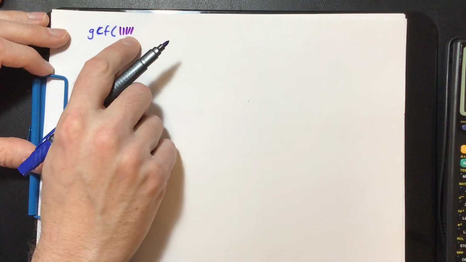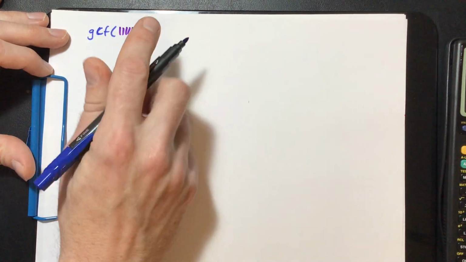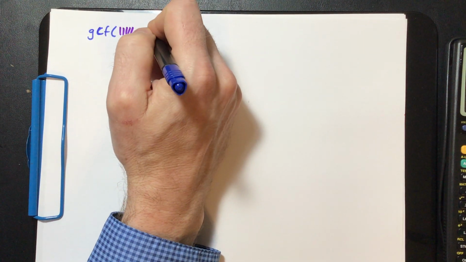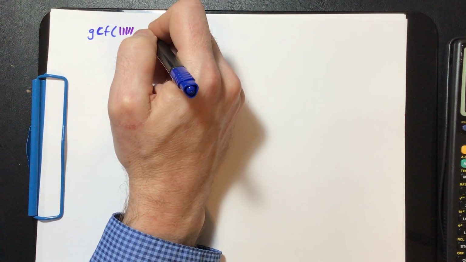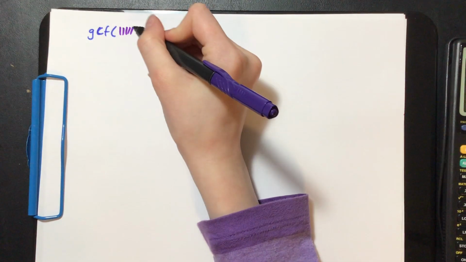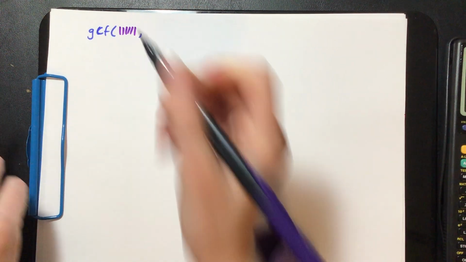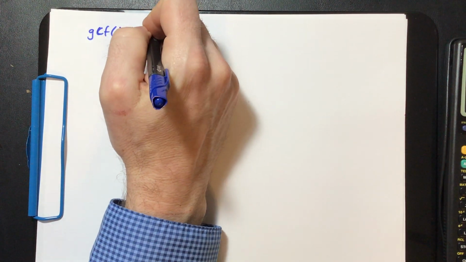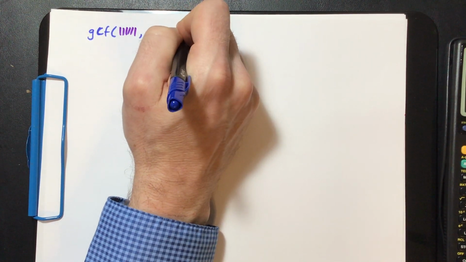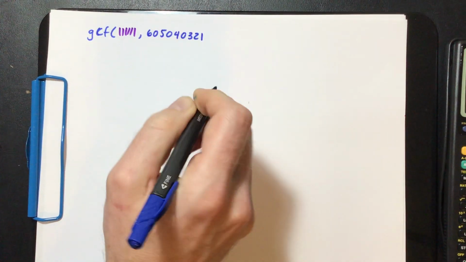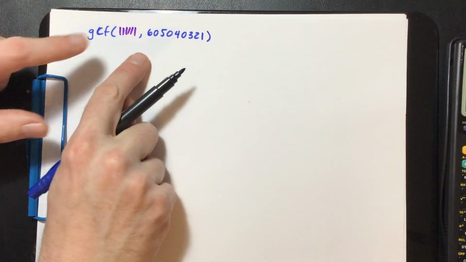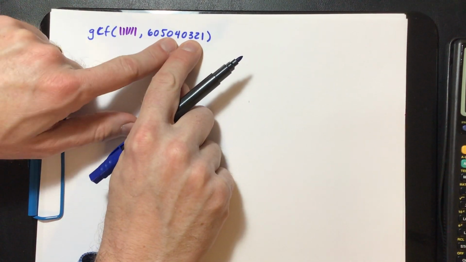One, one, one, one, one. So 5 ones. Okay. Could you put one more 1 in there? I would feel a lot better if you did. Okay, so 6 ones. Thank you. And I'm going to pick 6, 0, 5, 0, 4, 0, 3, 2, 1. So this gigantic number there. I would put commas in there, but it would make it kind of hard.